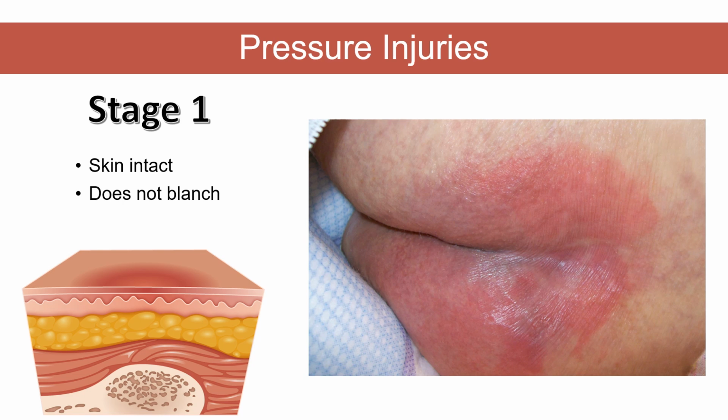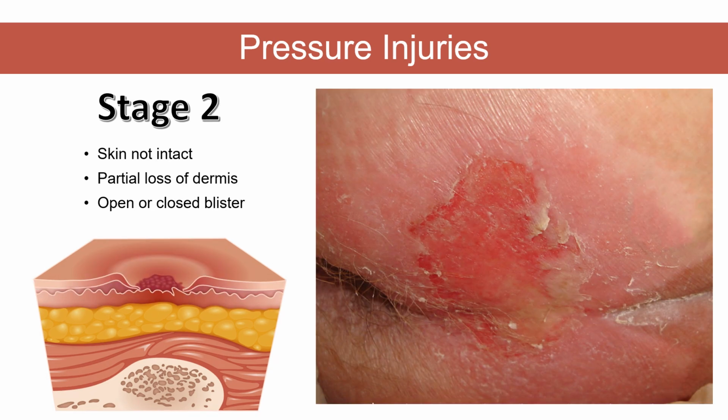All right, so stage 1. Stage 1 is intact skin, okay, intact. So you see here, there is no opening in the skin. It is intact. However, it is red. And when you push your finger down on there, it does not blanch. So it does not turn white. That is a stage 1.